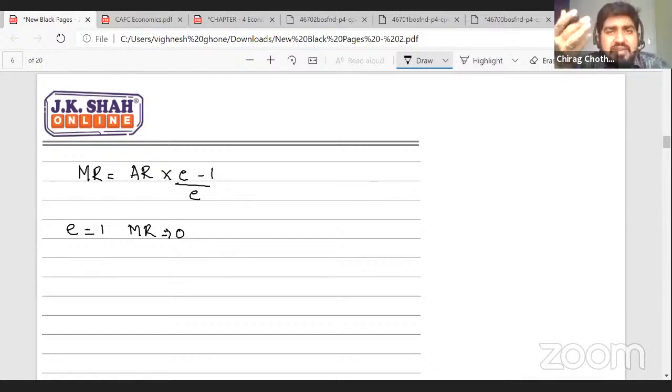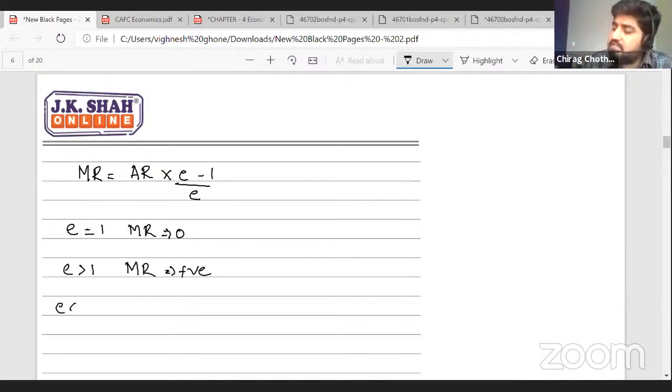When elasticity is greater than 1, let's suppose it is 2. So 2 minus 1 upon 2, that will be 1 divided by 2, 0.5 AR. That means MR is positive. So when elasticity is greater than 1, MR is positive. See, we are doing revision, students. Please understand this, right? We have to be very quick in this.